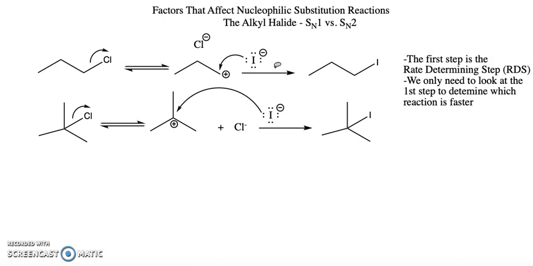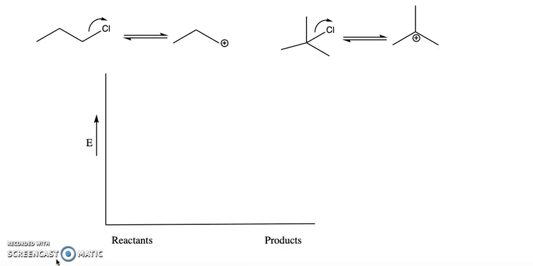We're going to look at this first step. We're going to ignore the second step. What I'm going to do is make an energy diagram for the first step of the primary SN1 reaction, where we look at the reactants and the products, and we have increasing energy on this axis. And if we look at the SN1 process on a primary alkyl halide first, it looks something like this. We're breaking the carbon-chlorine bond, so it's going to be endothermic, and the reactant's down here, and the resultant carbocation is up here.